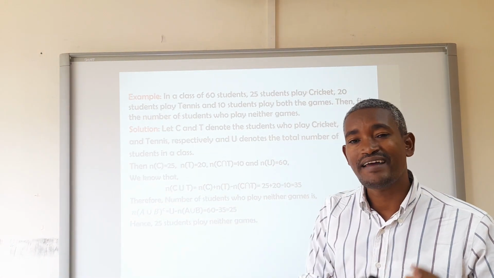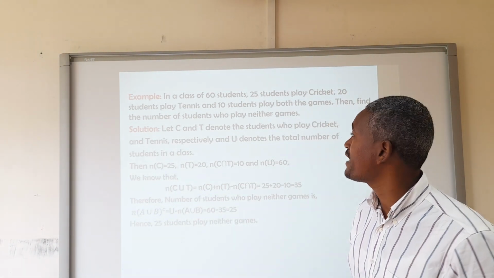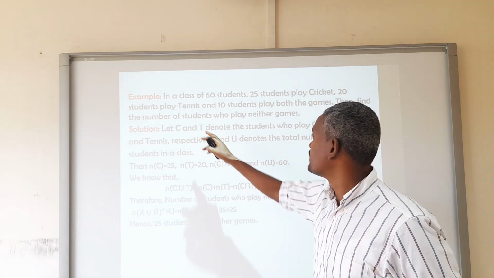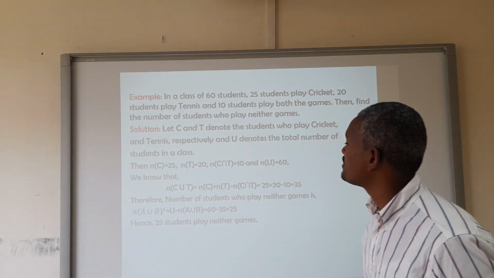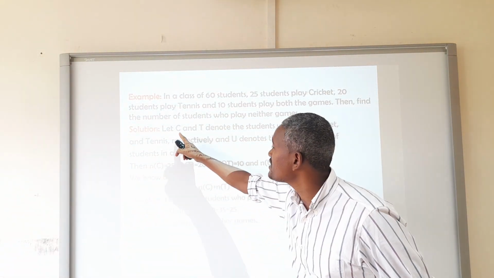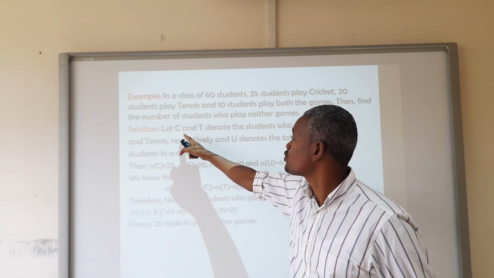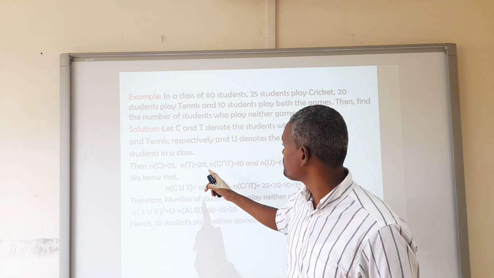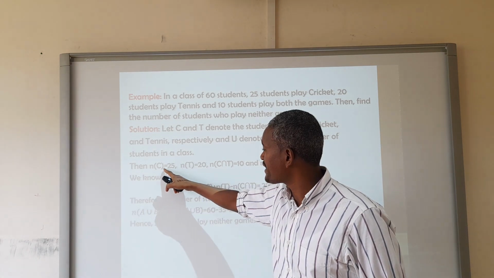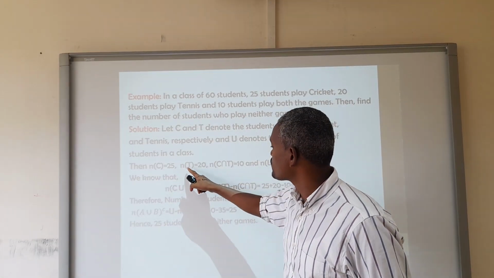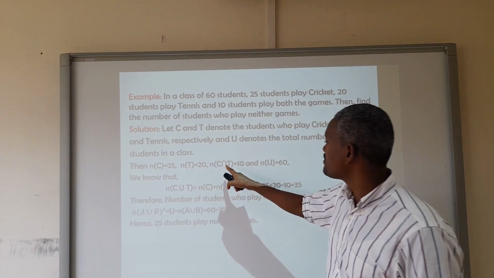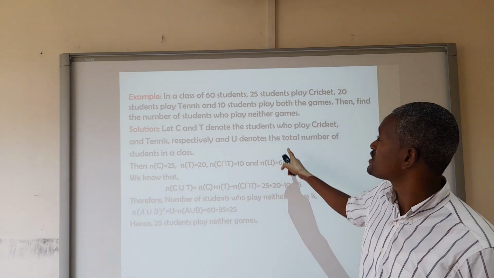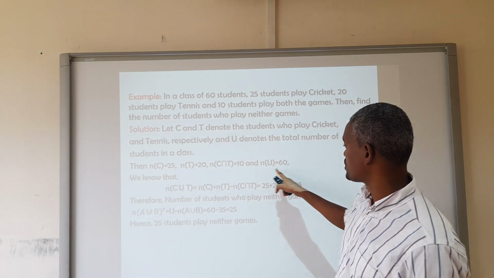So first let's find either or, those who play cricket or tennis, then we will find neither. Let C denote the students who play cricket and T the students who play tennis. The number of students who play cricket is 25, the number who play tennis is 20, the number who play both is 10, and the universal set is the class of 60 students, which is 60.